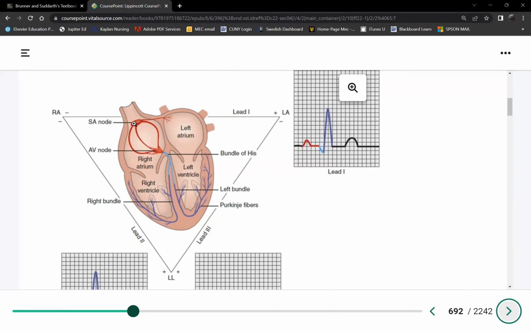Now, this doesn't mean that only the right atrium will contract. There are interatrial branches, as you can see here, meaning the SA node extends its arms to the left atrium, making both atria contract at exactly the same time.